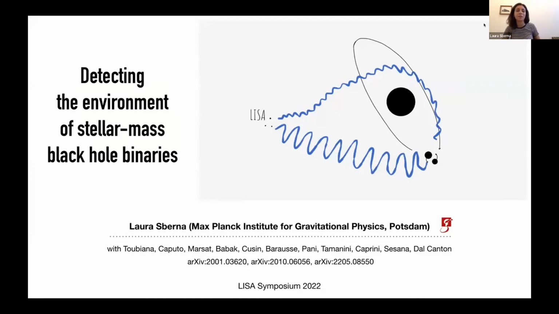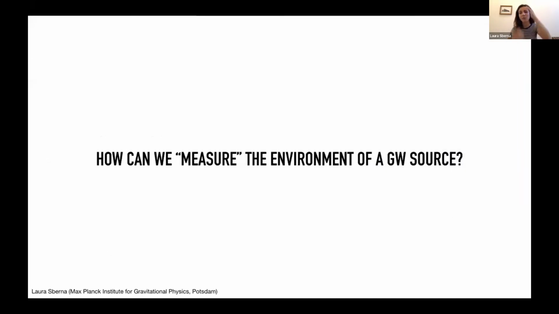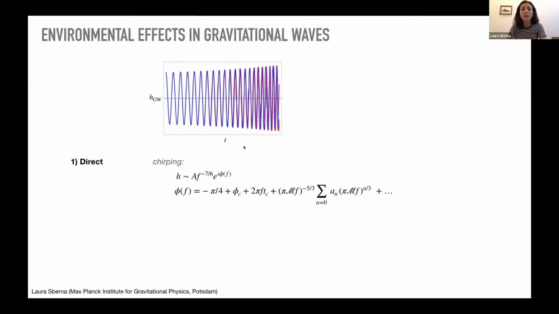So the topic of this talk will be trying to understand what LISA could learn about the environment of stellar mass black hole binaries. To answer this question, I first need to explain, if you're not too familiar with this topic, how we can measure something about the environment from a gravitational wave signal. The reason we can detect environmental effects is that these can leave an imprint on the gravitational wave signal by changing the way the binaries inspiral to merger.